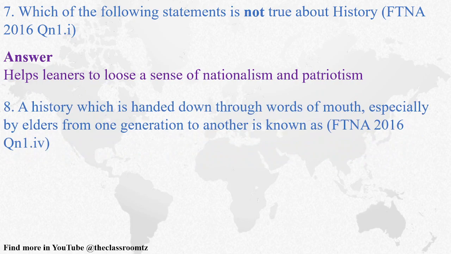A history which is handed down through word of mouth, especially by elders, from one generation to another, is known as what? What is the name of that kind of history? That history is called the oral tradition. So you can find different ways of asking the question about oral tradition. Previously, we had the elder narrating the story, and here they said elders handing down the stories. So once we are receiving information from elders about past events, that is called the oral tradition.